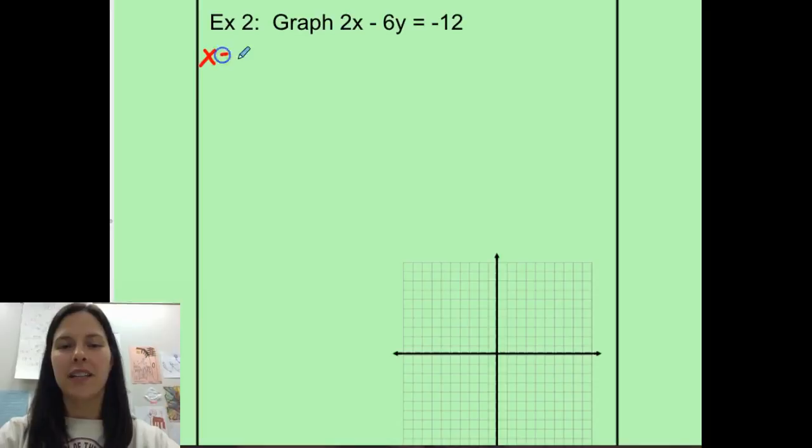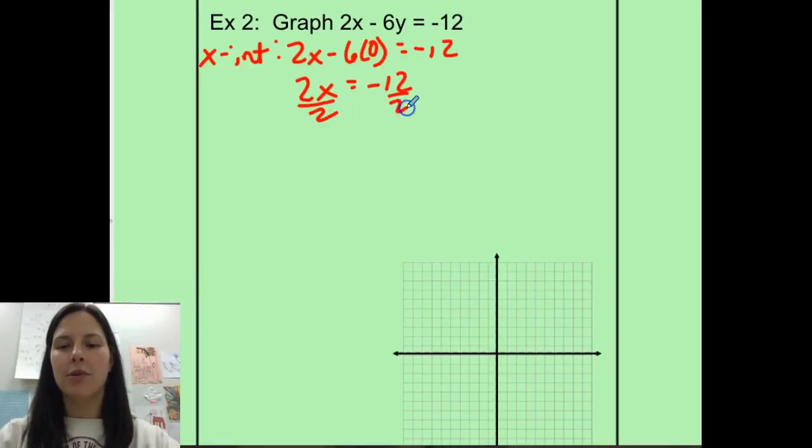Starting off by finding the x-intercept again, we're going to replace y with 0 and solve for x. 6 times 0 is 0. We have 2x equals negative 12. So when we divide both sides by 2, we get an x-intercept of negative 6. Writing that as an ordered pair, we solved and got negative 6 for x when we substituted 0 for y.